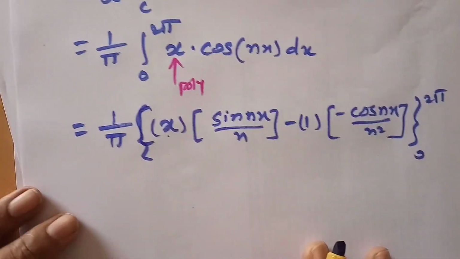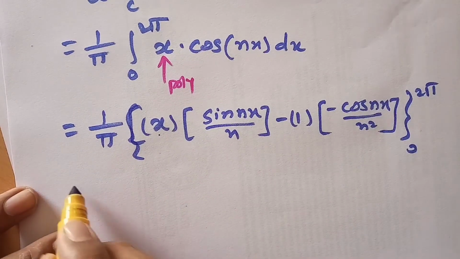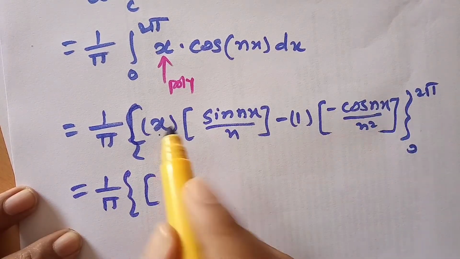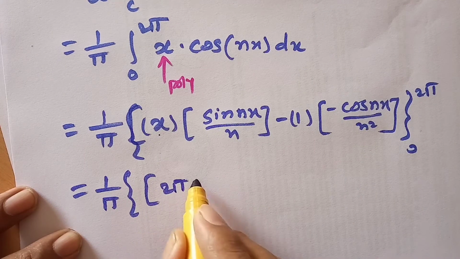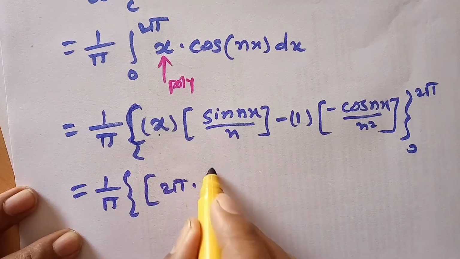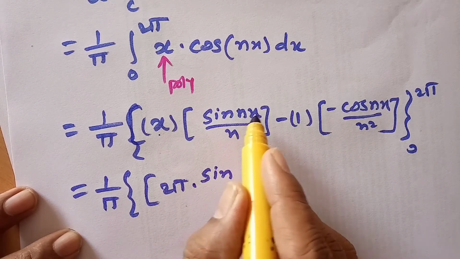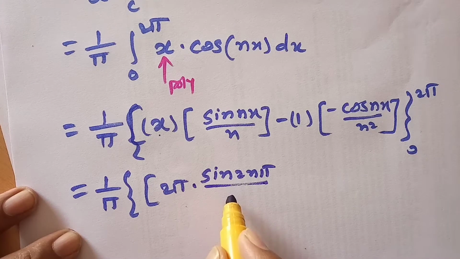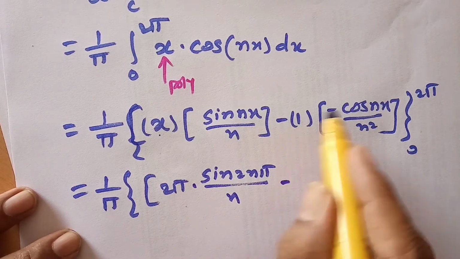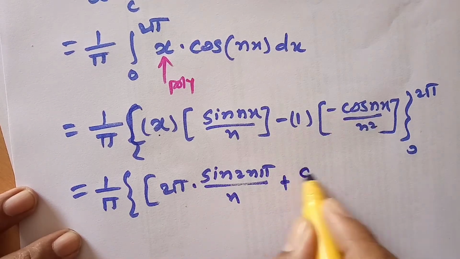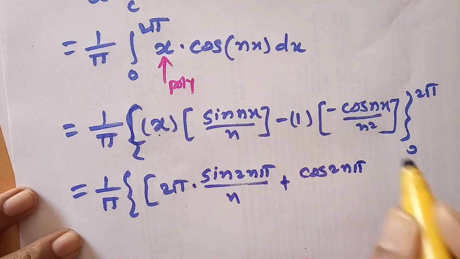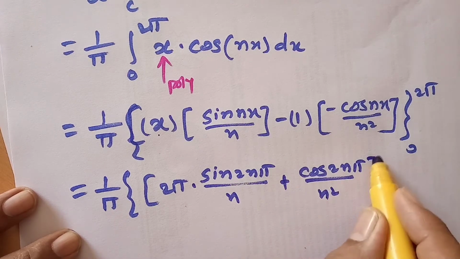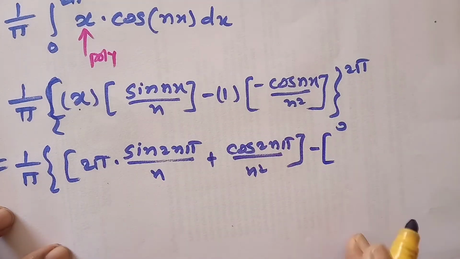0 to 2 pi. Then I will put here the upper limit and lower limit. Upper limit is 2 pi. This is 2 pi into sine of, I am putting x equal to 2 pi, then total becomes 2n pi whole divided by n, minus plus cos of 2n pi, because x is 2 pi, divided by n square. This is your upper limit, minus lower limit.